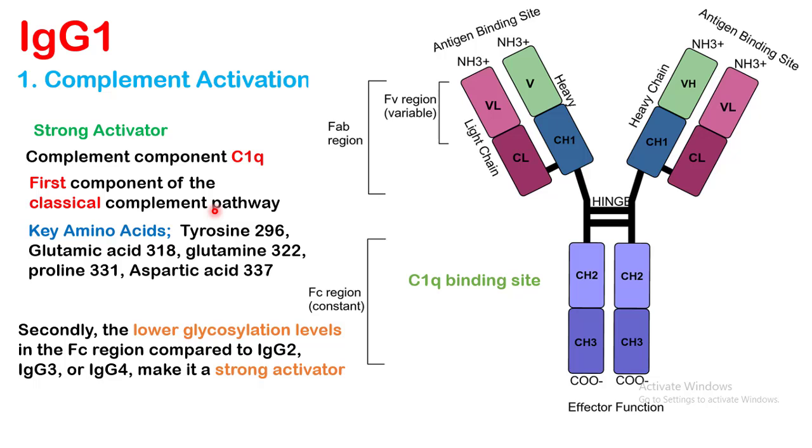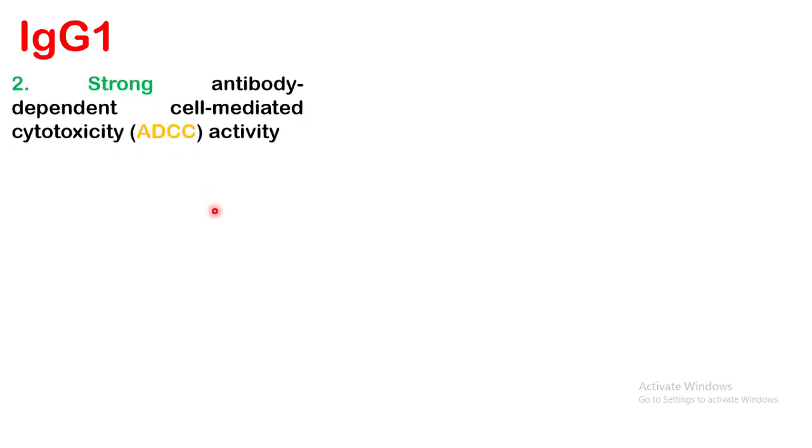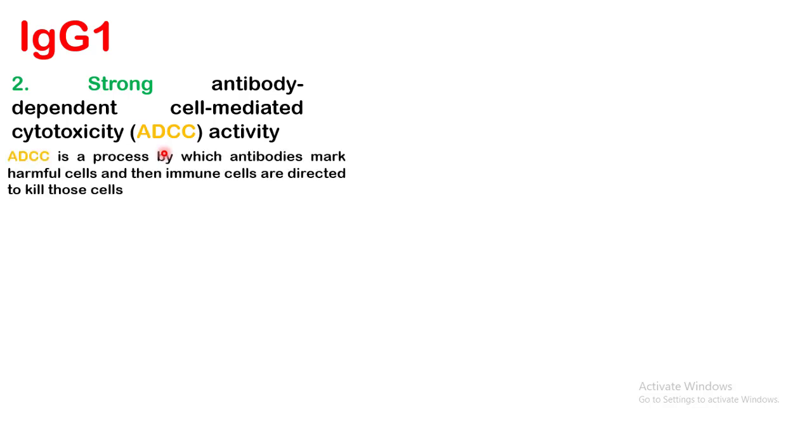The second important immunological function that the immunoglobulin G1 can perform is that it is a very strong activator of the antibody-dependent cell-mediated cytotoxicity. We will have a detailed video on the antibody-dependent cell-mediated cytotoxicity, but at this particular time, to understand the ADCC function of the immunoglobulin G1, I'm just going to define what is ADCC.